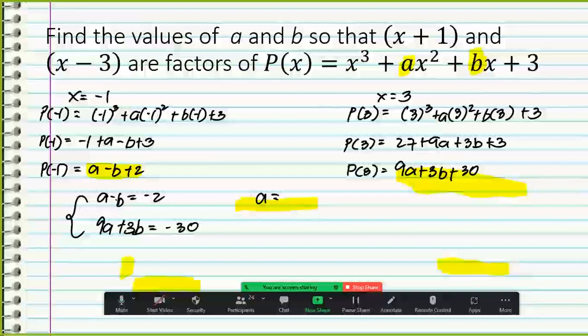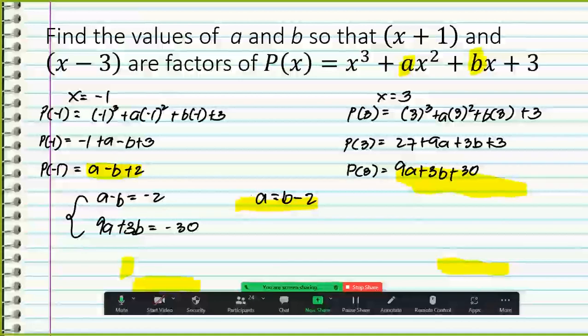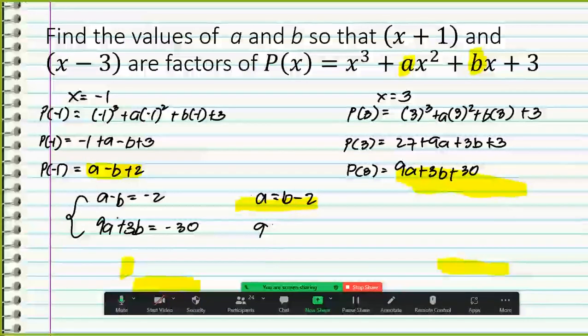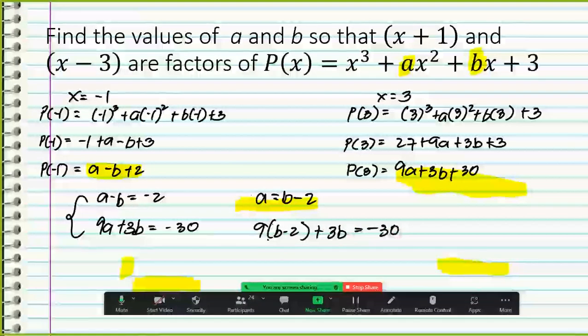So just transpose negative b. It will become positive b minus 2. So this is your equivalent value of a, that is b minus 2. Then 9a plus 3b equals negative 30. Inject it there. So we have 9a here, and variable a will be replaced by b minus 2. So that is its equivalent expression. Plus 3b equals negative 30.